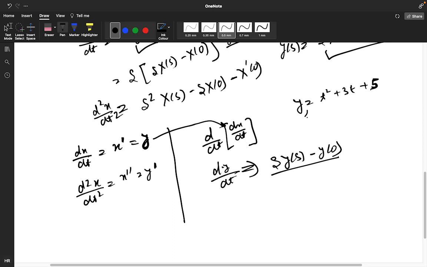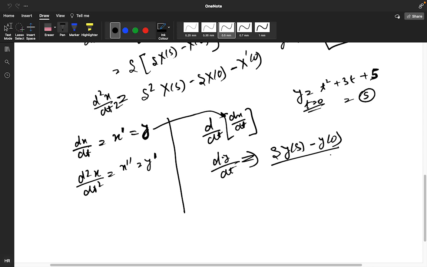Means the value at t equals 0, whatever the function is giving. So if 5 is coming, you need to put the 5 value. That's it, it's very simple. You will become very familiar with these things if you practice them in maths. We'll discuss it again in maths. For now you have to understand what y of 0 means: it's t equals 0, the value at t equals 0.